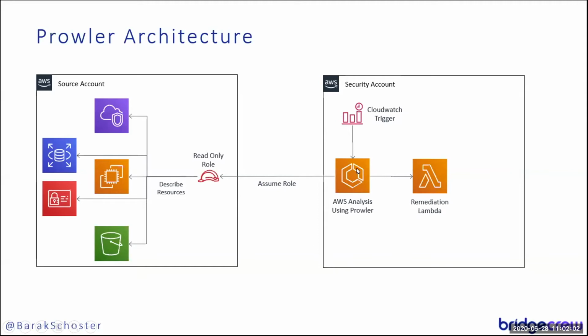Within that security account, you'll need to deploy a CloudWatch trigger that will run Prowler inside a container, in an ECS cluster, for example. It will describe the status of all of the different resources and will tell you, hey, you are in a good state or a bad state. And by that, we'll trigger a remediation Lambda that can, for example, encrypt an S3 bucket that was provisioned without encryption.